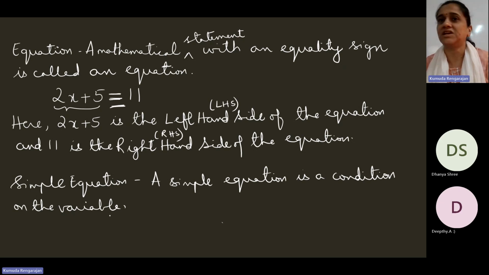Then what's an equation? It is a mathematical statement, but it should have the equality sign in it. A mathematical statement with the equality sign in it is an equation. And a simple equation is a condition on the variable. In an equation, we saw the left hand side, LHS, and the right hand side, RHS. The left hand side should be equal to the right hand side. Only then can you put the equal to sign.